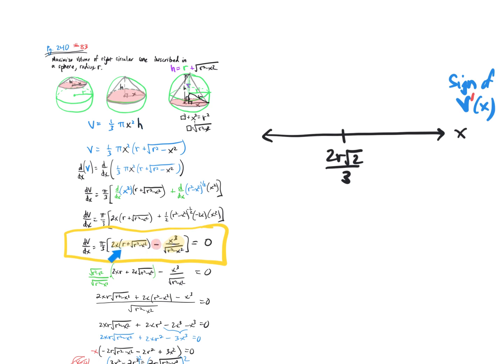And then we are multiplying it by a radius plus another positive value. So we can see pretty clearly that when x is to the left of this, the derivative of v with respect to x will be positive.